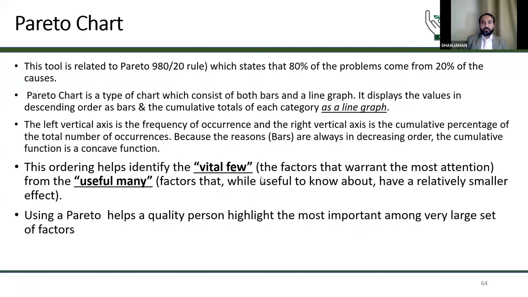Now we will discuss the Pareto chart. Why are we using the Pareto chart? This tool is related to the Pareto 80-20 rule, which states that 80% of the problems come from 20% of the causes. The Pareto chart is a type of chart which consists of both bars and a line graph. It displays the values in descending order as bars and the cumulative total of each category as a line graph. So there will be two graphs combined. The left vertical axis is the frequency of occurrence and the right vertical axis is the cumulative percentage. The ordering helps identify the vital few, the factors that need the most attention, and the useful many, factors that have a relatively smaller effect.